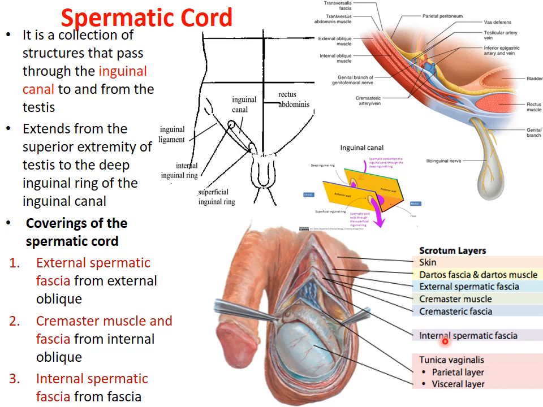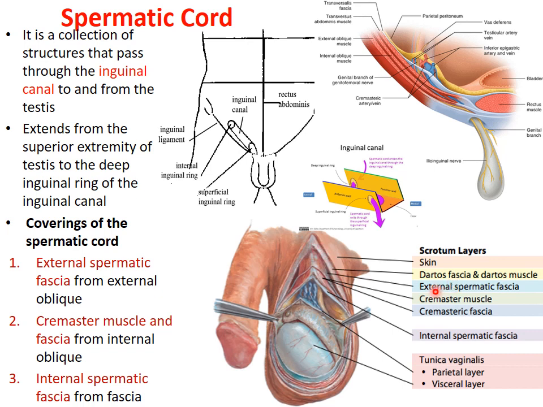The innermost is the internal spermatic fascia, formed by the aponeurosis of the innermost layer of the abdominal wall, the transversus abdominis. Then comes the cremasteric muscle and cremasteric fascia, coming as an extension of the internal oblique muscle, the middle layer of the abdominal wall. And then the outer fascia, called the external spermatic fascia, comes from the external oblique aponeurosis, right?